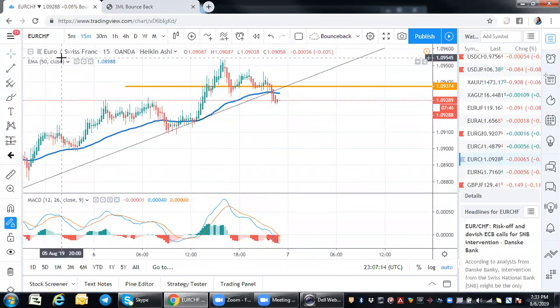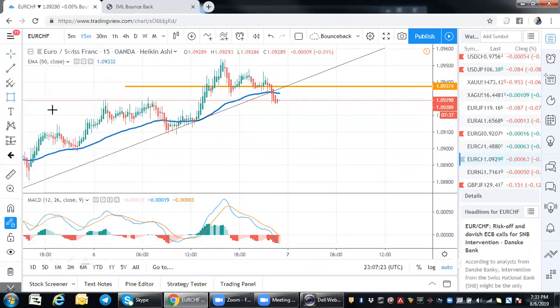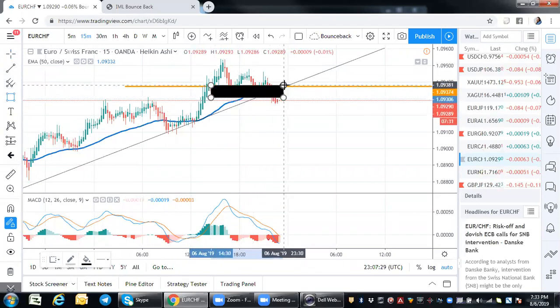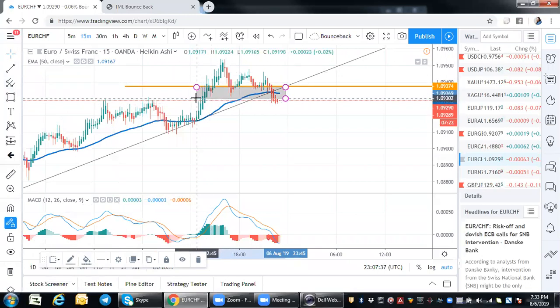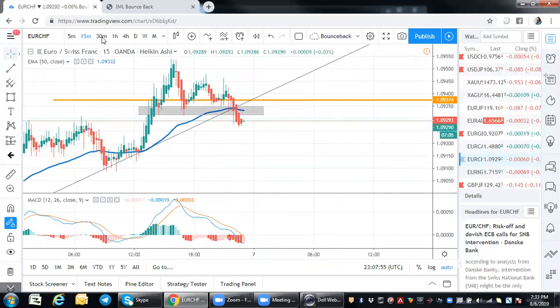If I was entering this trade, what would I be looking for? The first thing I want to identify is structure. In this case, I'm going to take out this block. What I'm looking for is two things: I want a break of structure as well as the trend line.